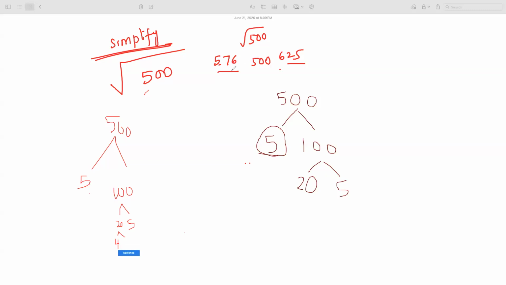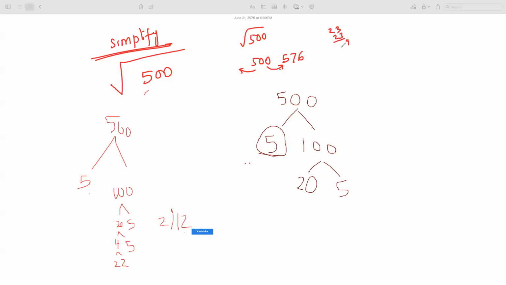So, the square of 24 is 576. Square of 25 is 625. The nearest square number that's greater than 500 is 625. The nearest square number that's less than 500 is, oh my goodness. It cannot be 576 or 625. So it has to be lower than this 576.